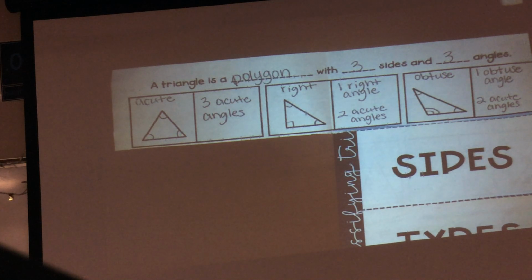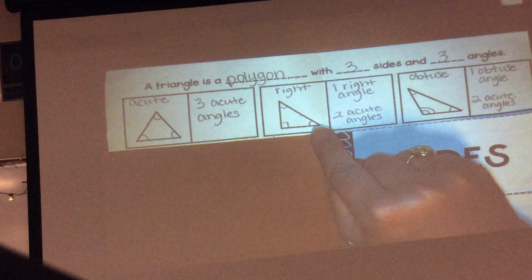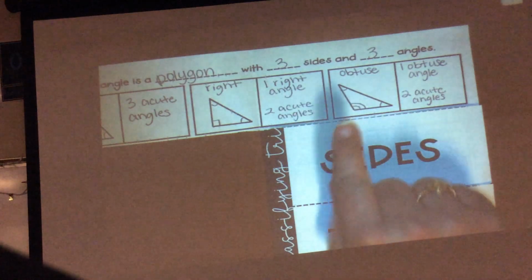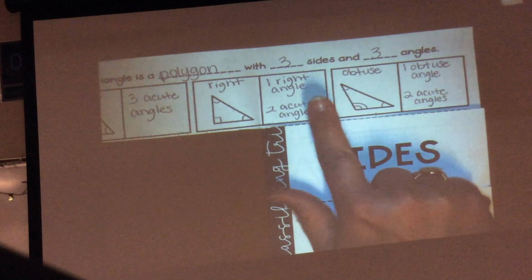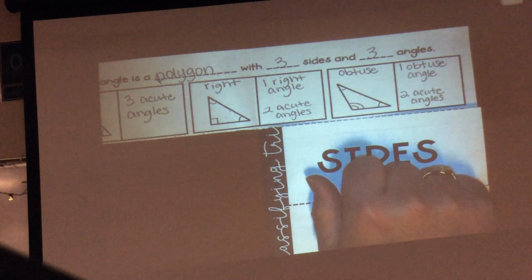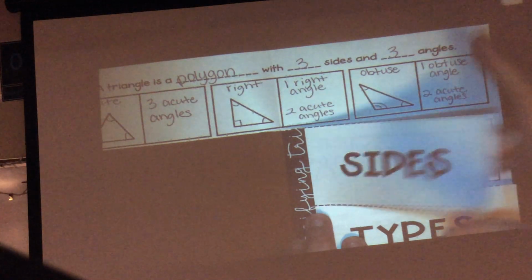We can also classify by right. If I am classifying it as a right triangle, my largest angle is a what kind of angle? A right angle. If we have a right triangle, that means we have 1 right angle and 2 acute angles. And last but not least, Mr. Obtuse. If we have an obtuse triangle, my largest angle is obtuse, and then I have 2 acute angles. So it says a triangle is a polygon with 3 sides and 3 angles. Okay, so from there we can also classify by their sides.